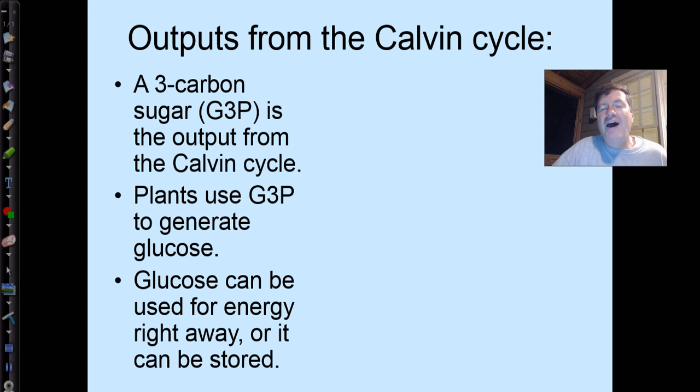So the output from that reaction, from the Calvin cycle, what did we get? Ultimately, we got what's called G3P. It's a precursor, if you will. It's a molecule that can be used to ultimately produce quite a few things. So plants can use it to make glucose. And what they can do with this molecule actually is several things.